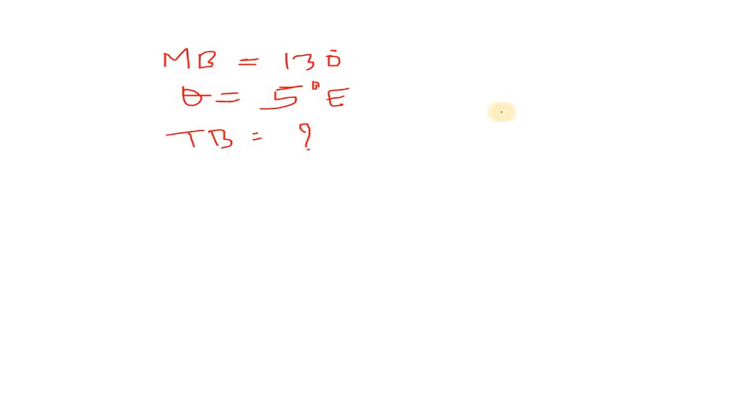Okay, let's discuss one question. Suppose the magnetic bearing of a line is given as 130 degrees and the declination is 5 degrees east, and it is asked to calculate the true bearing. First draw the true meridian. Then second, draw the magnetic meridian. It is said the declination is 5 degrees east. It means where is east? This is north, this is south, this is west, this is east. Declination 5 degrees east means this angle is 5 degrees.